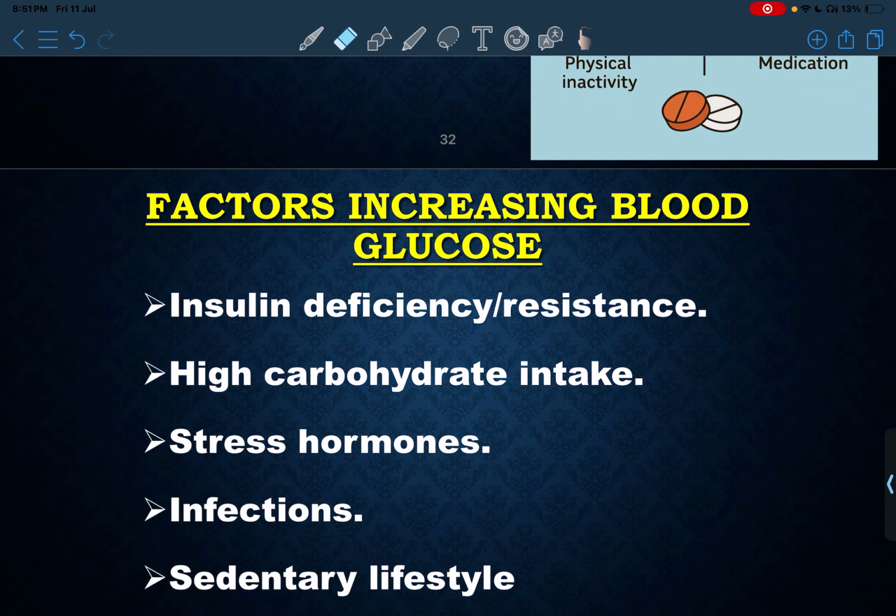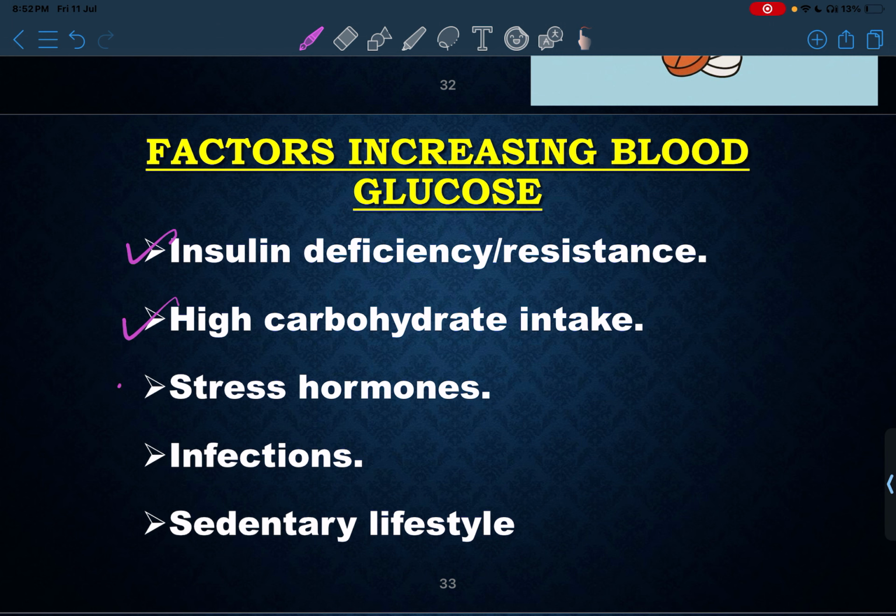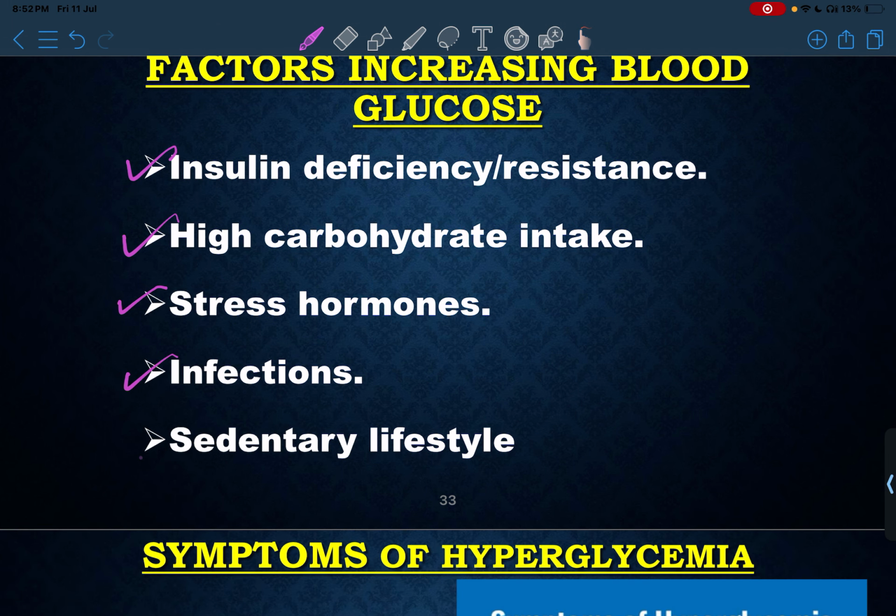Factors increasing blood glucose: insulin deficiency or resistance. So in another case of diabetes mellitus, there is insulin resistance. When the receptors in our cells do not respond to insulin, the insulin can't act on glucose transporter 4, thus decreasing the utilization of glucose. Okay, so next is high carbohydrate intake. If we take more sugary drinks or more refined sugar, that increases the blood glucose. Stress hormones, infections, sedentary lifestyle.